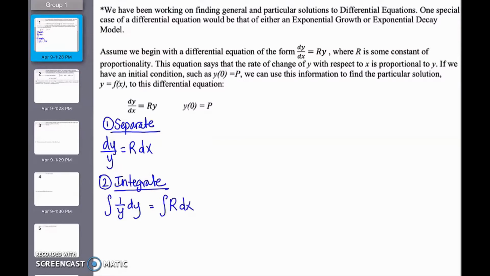When I integrate the left, the antiderivative of 1 over y is ln of the absolute value of y. Remember, we'd have a plus c, but we combine both of our constants on the right side. On the right, r is a constant, so it comes in front of the integral. It's really r times the integral of 1 dx, which gives us rx plus c.